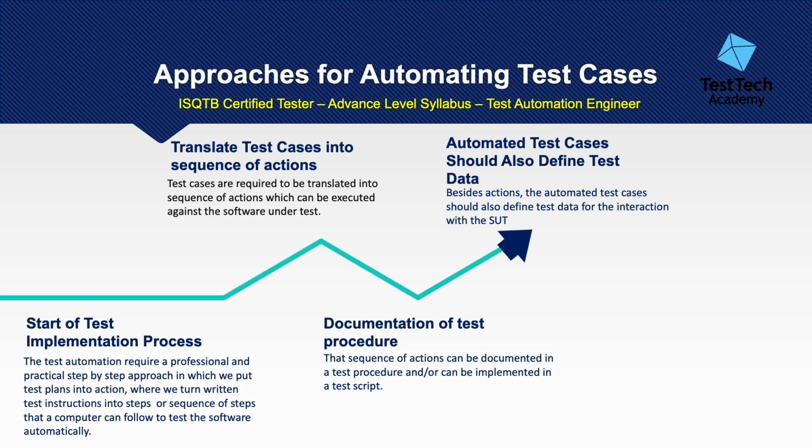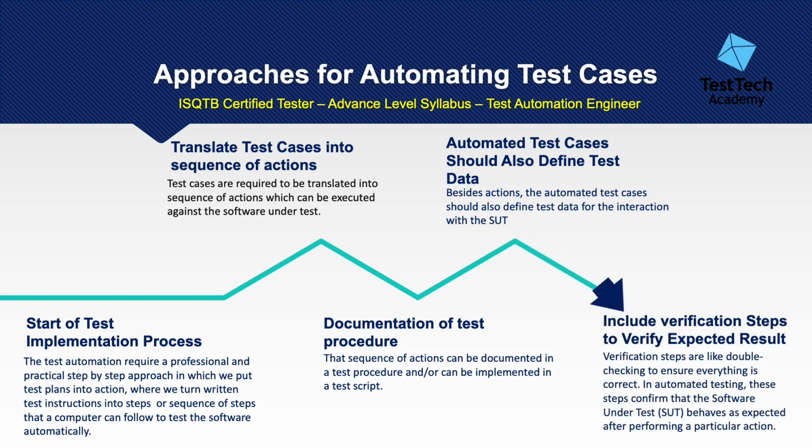Once that is done, we actually have to verify, as we have already said, that after processing the transaction, we verify whether it is successful or unsuccessful. Verification steps are like double checking your work to ensure everything is correct. In the context of automated testing, these steps confirm that the system under test behaves as expected after performing a particular action. Let's take the same example of our online shopping checkout.